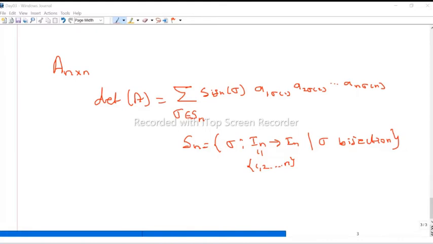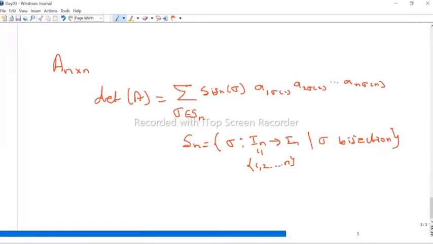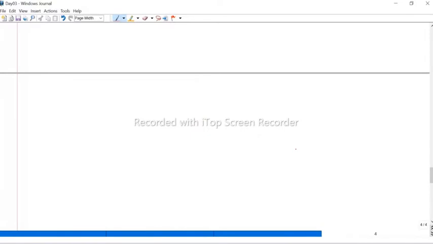If you take a 3 by 3 matrix, okay, first of all we should know what this Sn is. So Sn is actually called the symmetric group or permutation group. For example, if you take n equal to 3, S3 is nothing but all functions from the 3 element set to the 3 element set. So I am directly writing the identity.